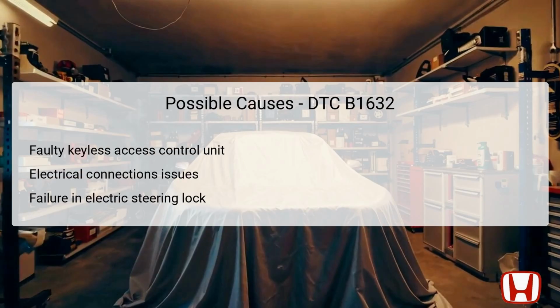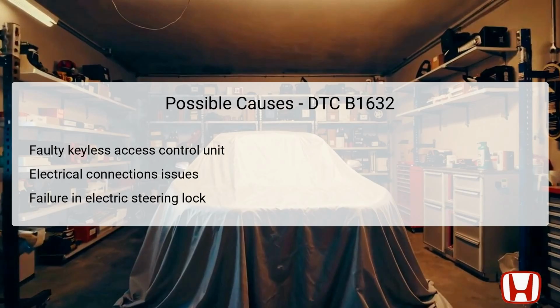The potential causes of DTC B1632 can vary, but are often linked to three primary issues. First, a faulty keyless access control unit may not communicate effectively, leading to the error. This unit is responsible for detecting the presence of the key fob and enabling the unlocking of doors and ignition.